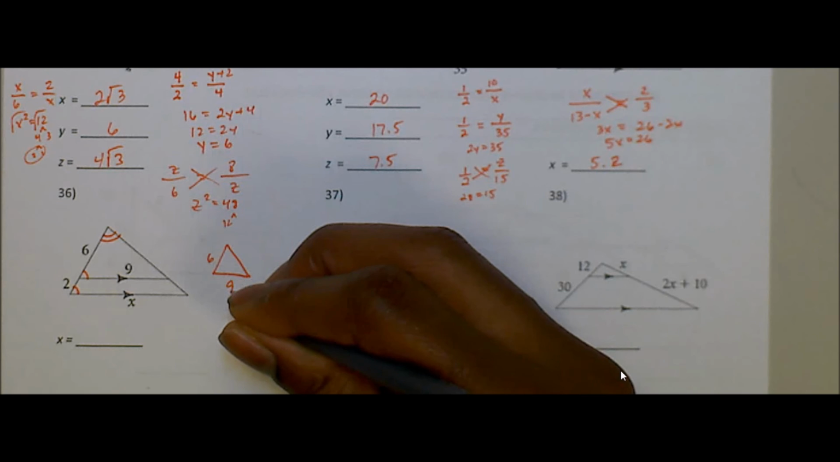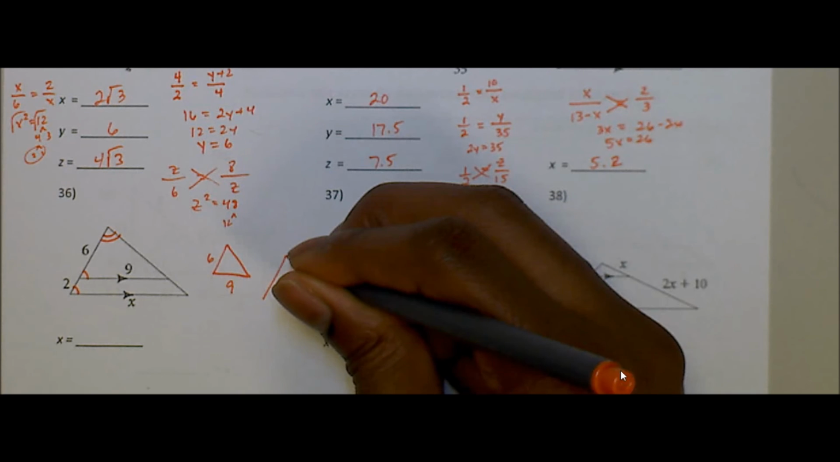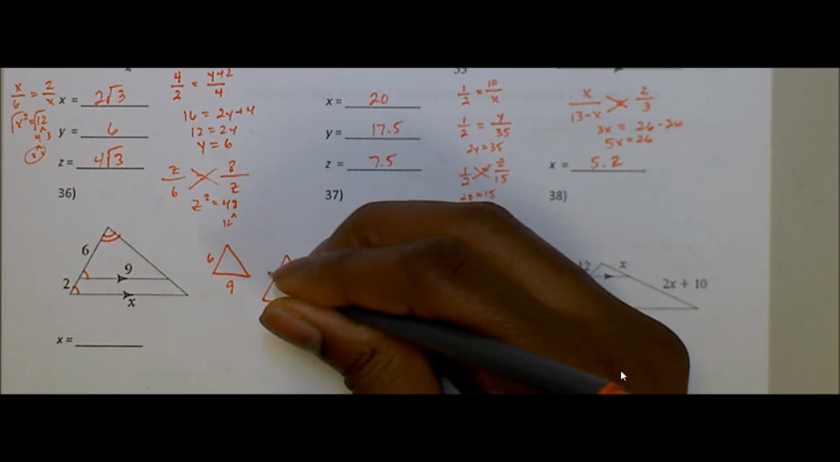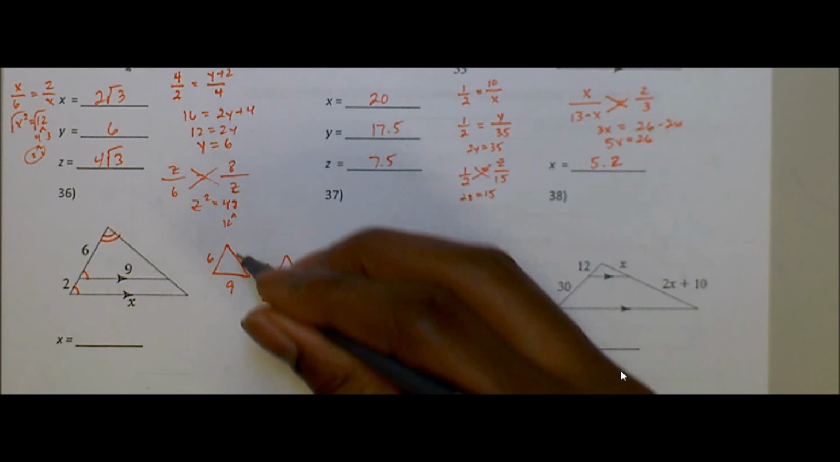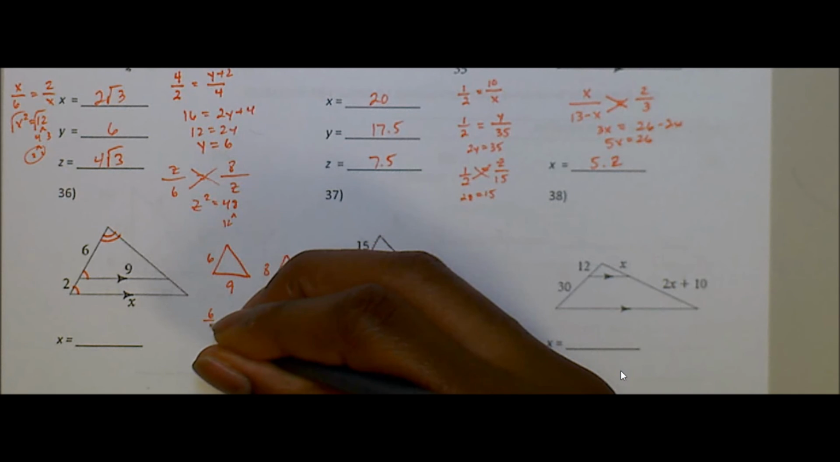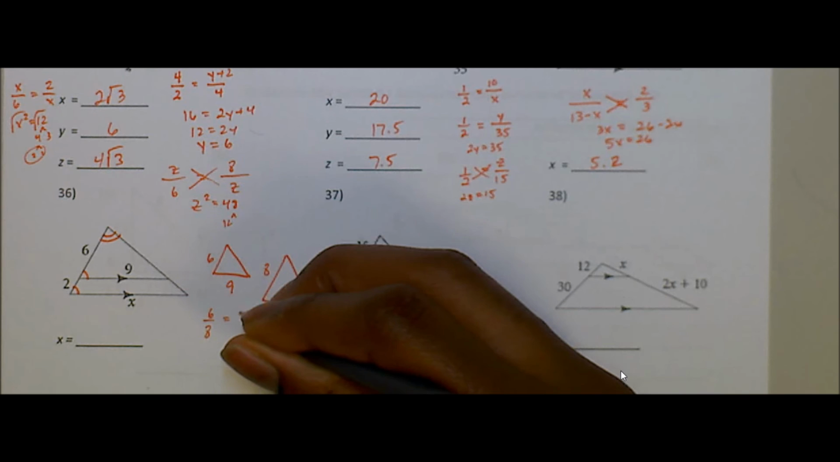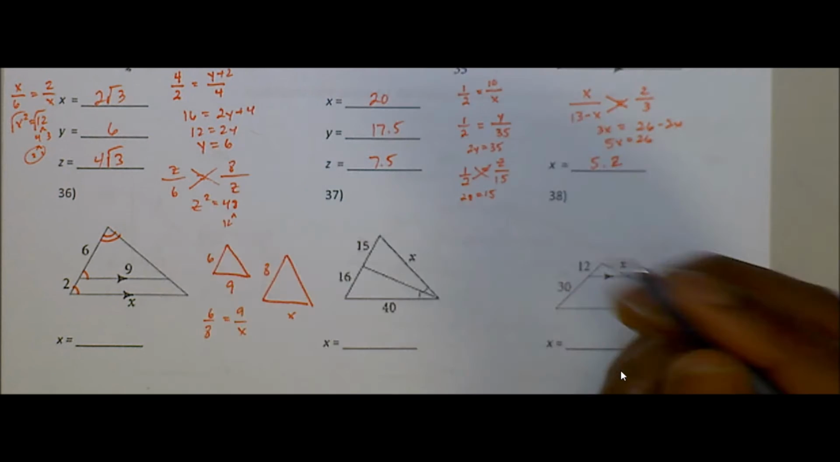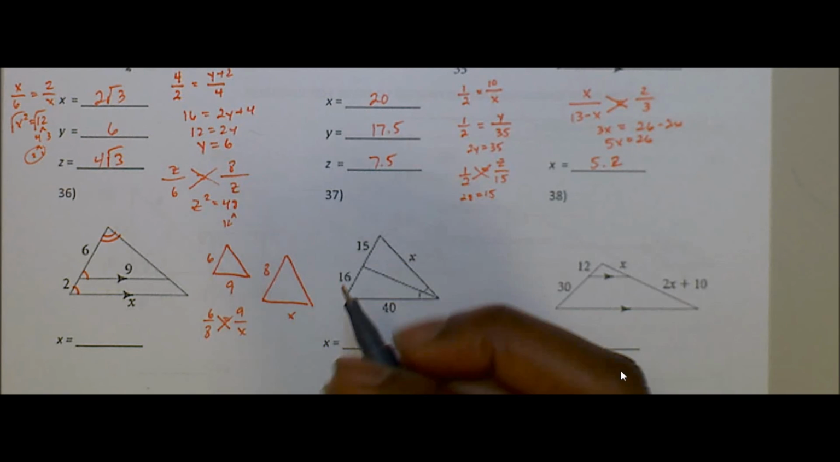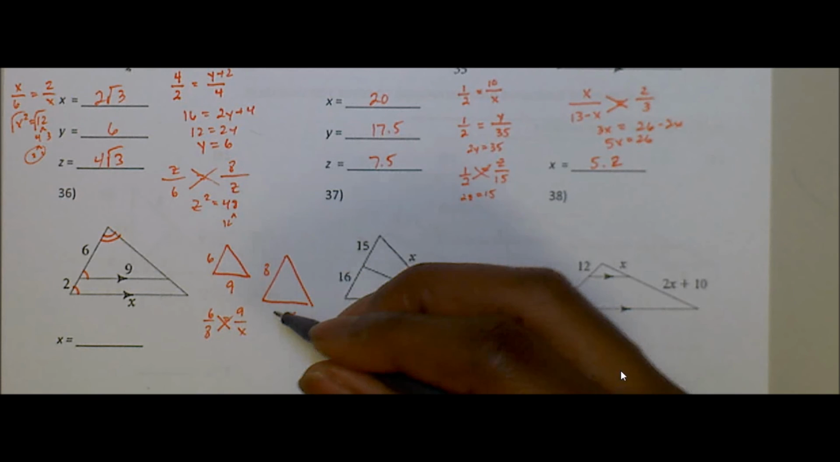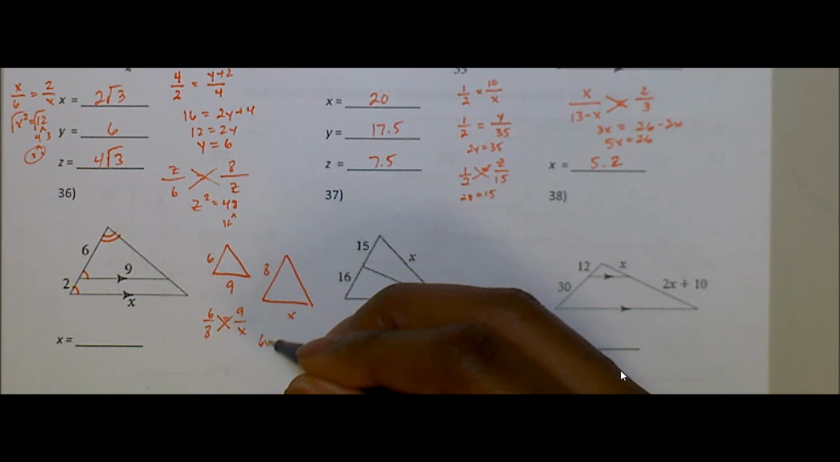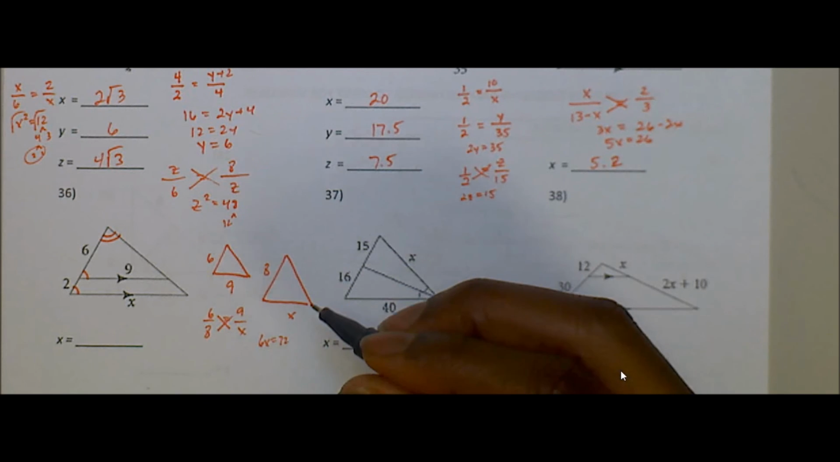This is 6, this is 9 for our larger triangle. This is 8, this is x. So we can do 6 over 8 should be the same as 9 over x. Simplify 3/4 if you'd like to. So 6x equals 72, and that must mean x is 12.